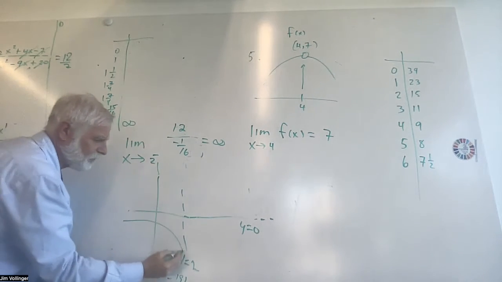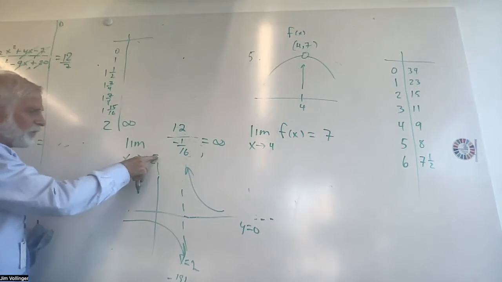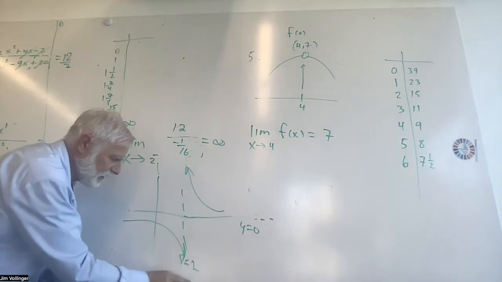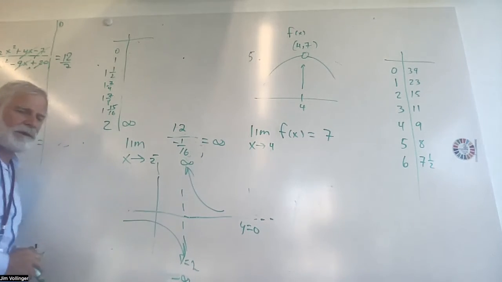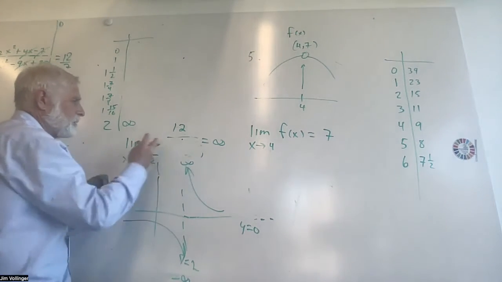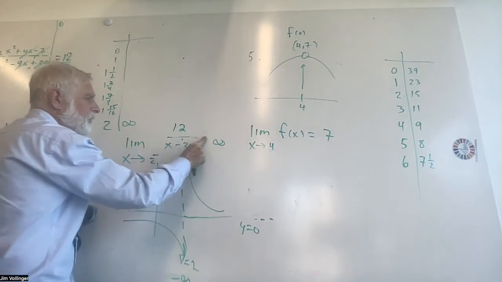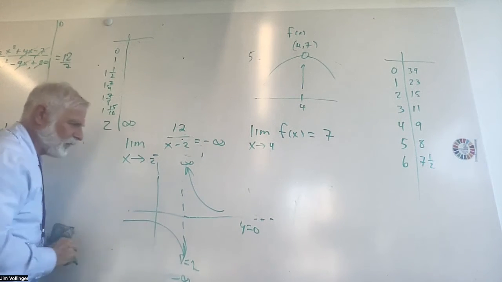So this is coming in from this direction. This is going to that direction. But as I come in from the left, I'm going to negative infinity. And I go to the right, positive infinity, which means the answer to this one is negative infinity. That's this pictorial situation there.